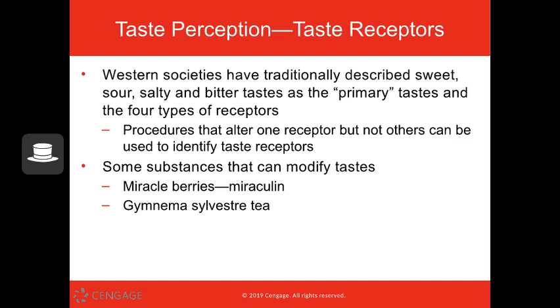So because those sweet receptors aren't being activated, Gymnema sylvestre tea is sometimes used to help people with diets because if you drink it, then you're less likely to enjoy eating sweet foods, which means you're less likely to eat sweet foods.